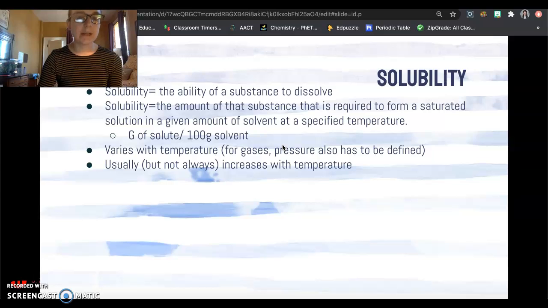Because the solubility of a substance at 20 degrees Celsius is going to be different than the solubility of a substance at 100 degrees Celsius. For gases, there's also solubility of gases. It's going to vary not only with temperature, but also pressure. So for gases, you have to define the temperature that you are describing and the pressure, what condition surrounds this dissolving of gas. Usually, but not always, solubility increases with temperature.